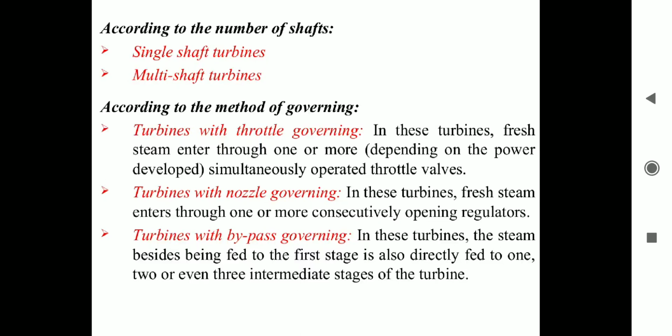The third is the turbine with bypass governing. What is this? In this type of turbine, the steam being fed to the first stage is also directly fed to one, two, or even three intermediate stages of the turbine. So this is the turbine with bypass governing system.